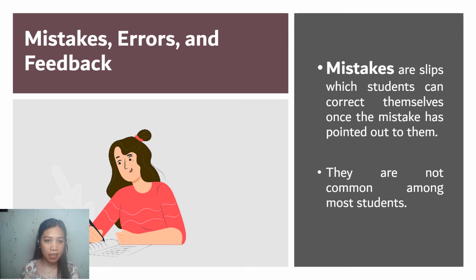Let's define mistakes, errors, and feedback. Mistakes are slips which students can correct themselves once the mistake has been pointed out to them. So this is where students can initiate self-correction. Mistakes are slips which students can correct by themselves.